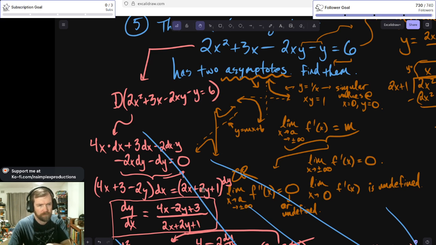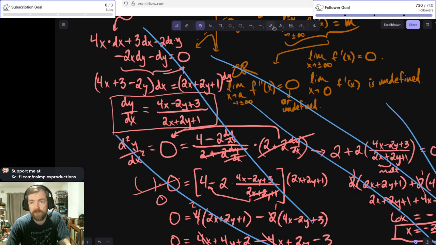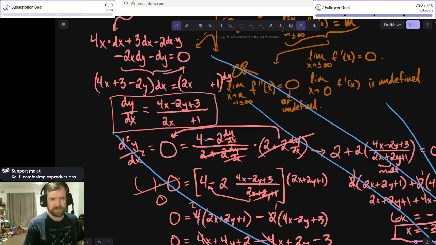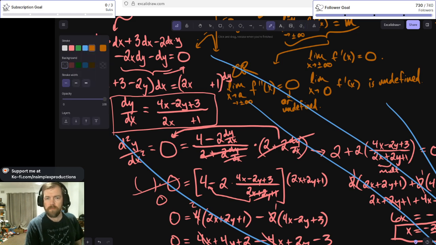Where'd that 2y come from? Oh my goodness. So that's probably my problem. There was no 2y here. Yep, completely. It's just 2x plus 1, which is what we had over there. Right, so 2x plus 1 is equal to 0, so x equals negative 1/2. Bingo.